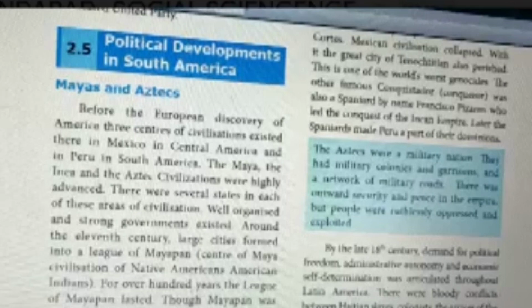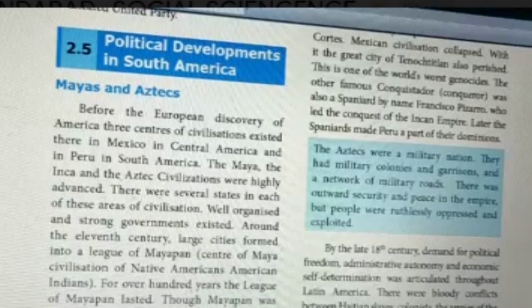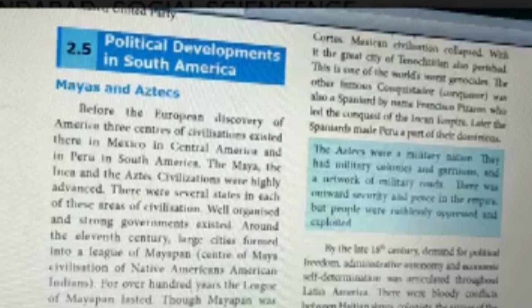It is called the center of the Maya civilization of Native Americans, otherwise called American Indians. In the 11th century, we can see the League of Mayapan, and the civilization went on for 100 years. This civilization was very famous. After the 100 years, at the end of the 12th century, the Mayapan civilization was destroyed.